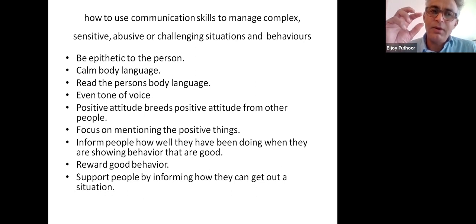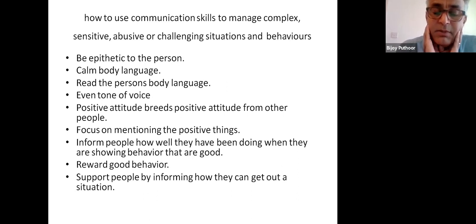So that calm body language will help you to calm yourself down and interact in a positive way. You are able to analyze the person really well rather than being too expressive. Reading a person's body language is a good skill to have. You may not say many things, but you have to observe them and understand what is going through their mind and what they are trying to communicate using their body language. Positive attitude breeds positive behavior, and so if you are positive with people, it's likely that you get a positive response from them.